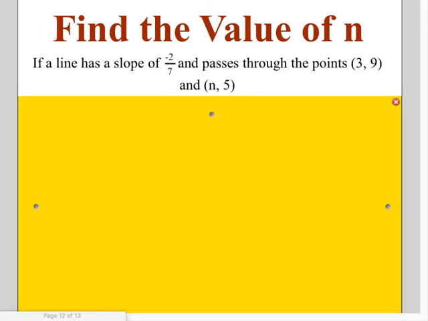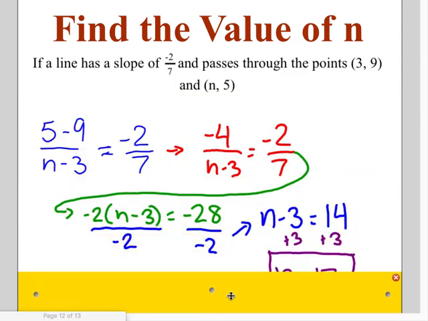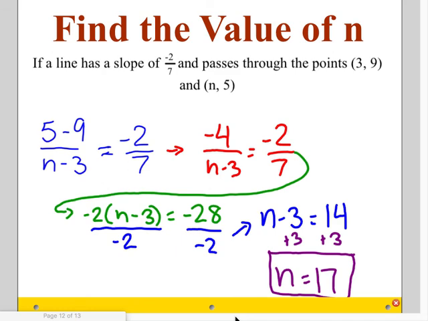Go ahead and try this one on your own. You should have gotten a value of n is equal to 17. If you have questions about this or any other part of the lesson when you get to class, please let me know.